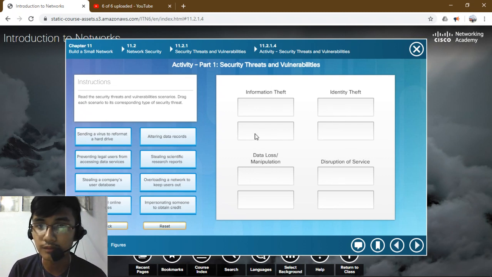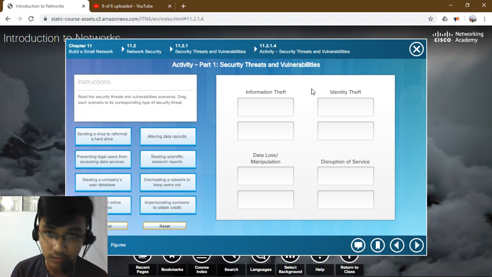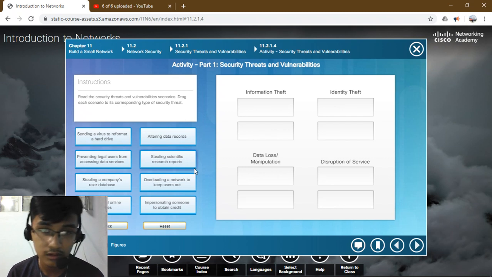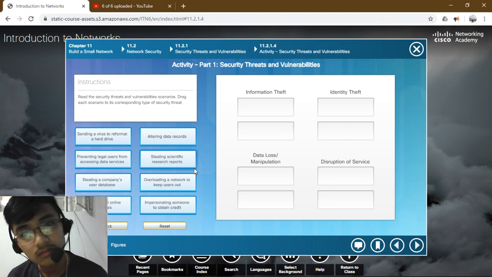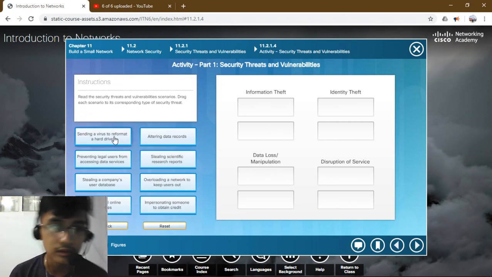And so these are the four security threats that hackers or illegal persons use in destroying our lives. And here we have eight choices. Of course, we will just drag them to their correct positions. So we have eight, and there are two blank spaces each, so we need two for each.